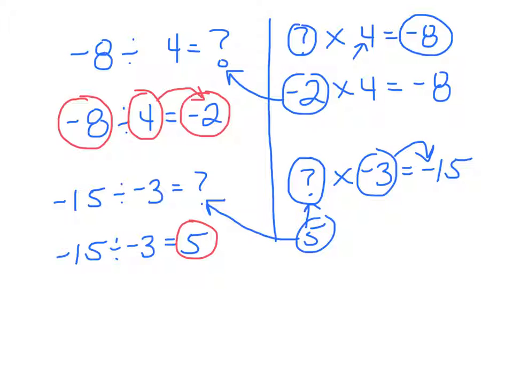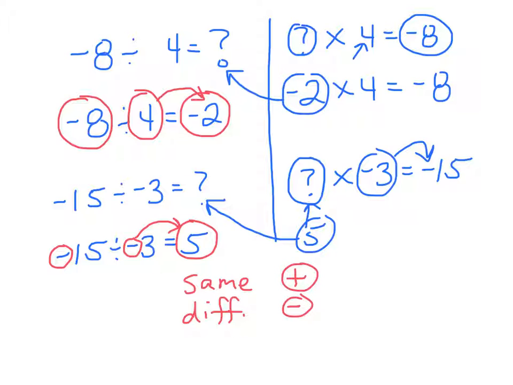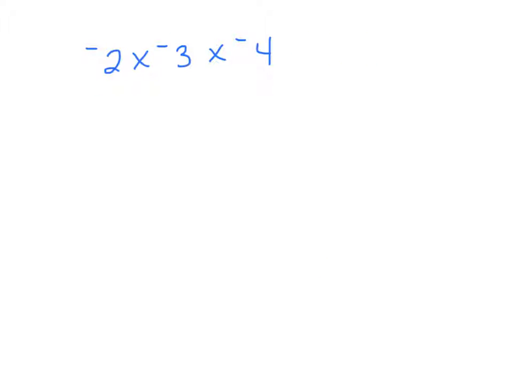So once again, I have two signs that are the same, and I get a positive. So the rules for division are exactly the same as the rules for multiplication. It doesn't matter whatsoever. If the signs are the same, I'm always going to get a positive number. If the signs are different, I'm always going to get a negative answer. Now remember, those rules work when you have two numbers that you are multiplying or dividing.